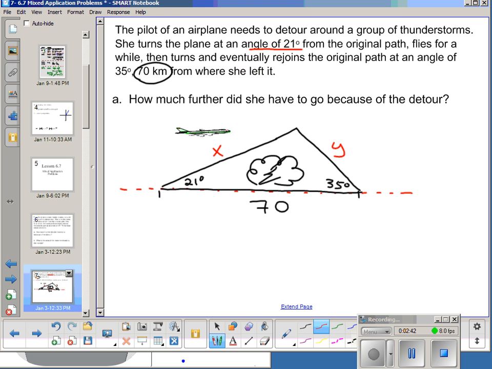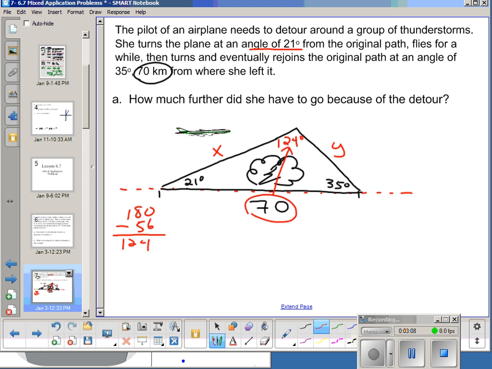I need a side and the angle opposite. So here's my side. I need the angle opposite. Unfortunately, I do not have it. However, anytime you have two angles of a triangle, you really have the third angle. What I need is 180 minus 56, and I'm going to get 124. So this angle right up there is 124 degrees. So now I can find my sides.